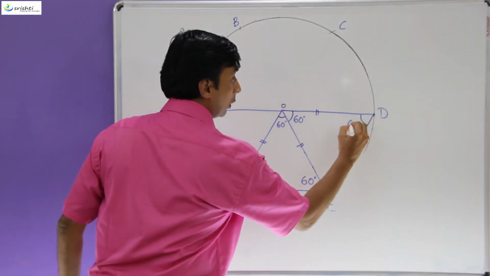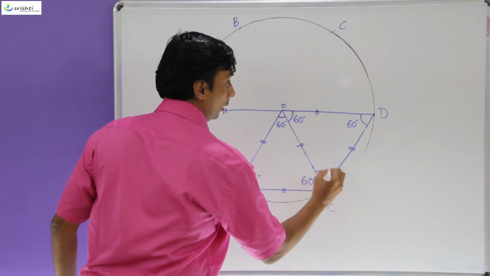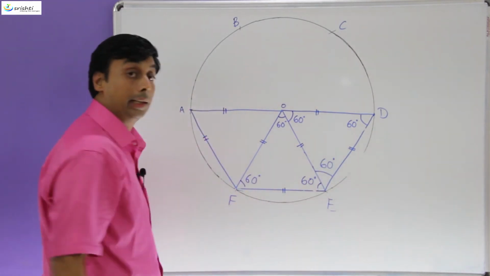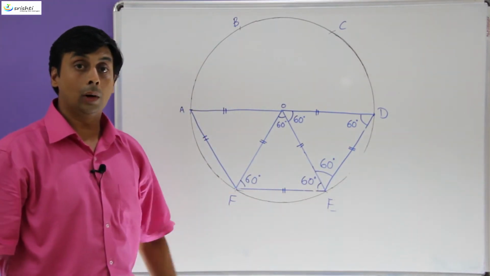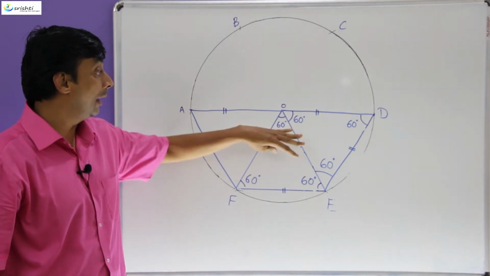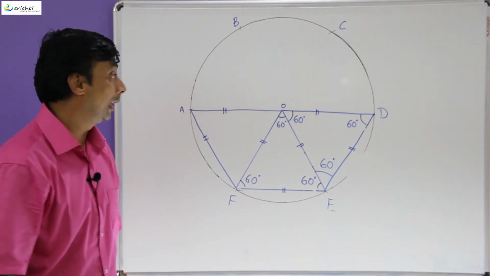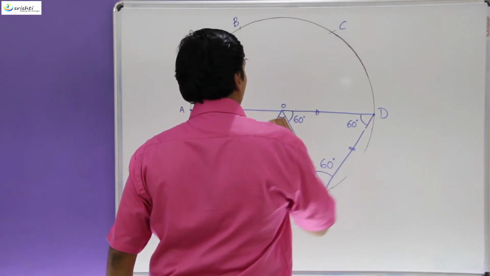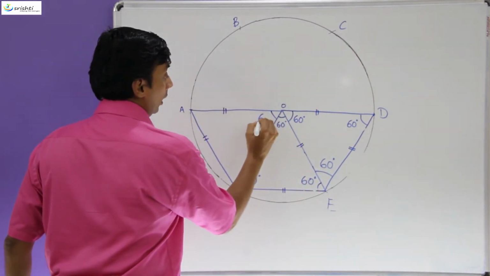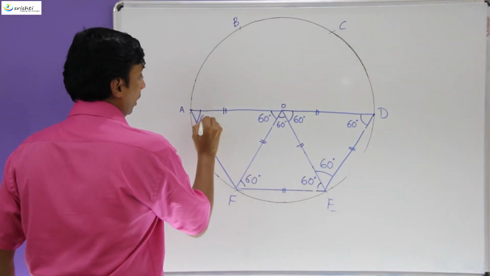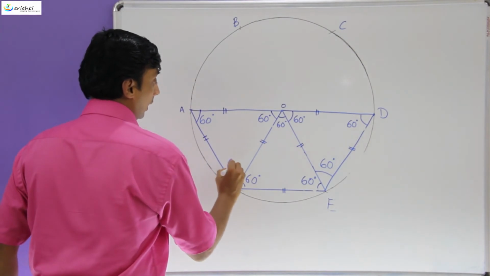So this part is also equivalent to 60 degrees. This part is also equivalent to 60 degrees. And then they later found that if you have 3 more equilateral triangles like these, you can cover up the whole circle. So let me mark a 60 degree here, a 60 degree here, as well as a 60 degree here.